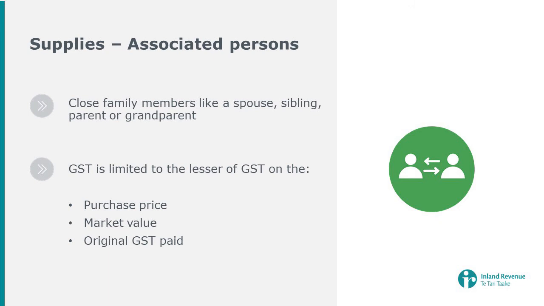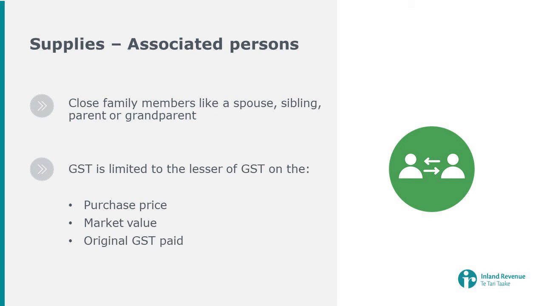Be aware there are special rules that apply for purchases between associated persons. Associated persons are close family members such as the spouse, sibling, parent, or grandparent. In these cases, the GST claimed may be limited or even nil. Purchases of second-hand goods between associated persons are limited to the lesser of the GST on the purchase price, the GST on the market value, or the GST originally paid by the seller.